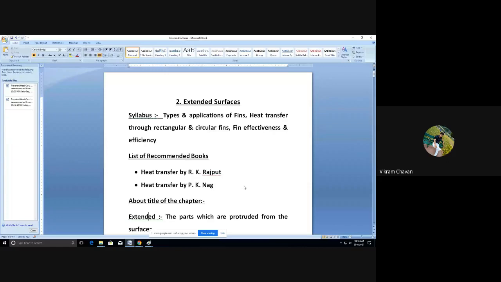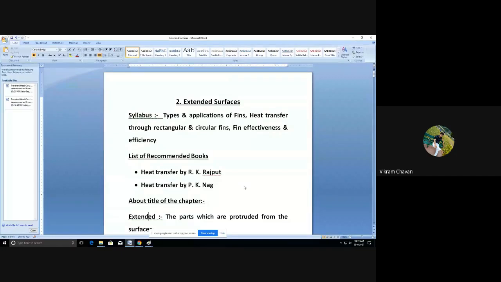Okay, so yesterday only we have finished successfully our first chapter, and today we are going to start our new chapter, extended surfaces. So the syllabus under this particular chapter is types and application of fins, heat transfer through rectangular fins and circular fins, then fin effectiveness and efficiency. Okay, so if you want to write the syllabus, you can write down the syllabus also.